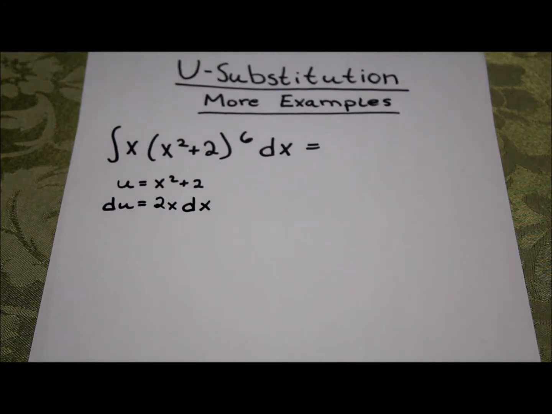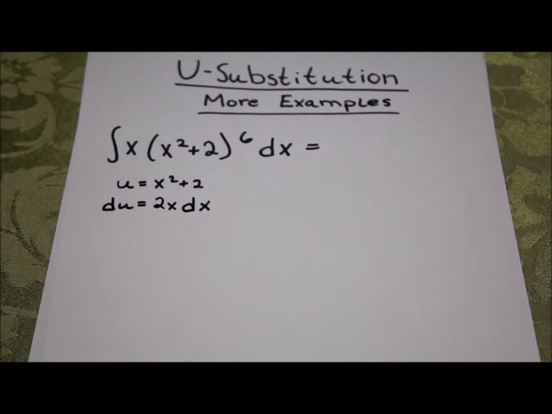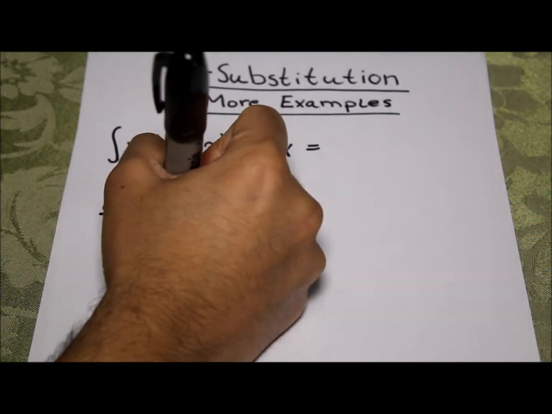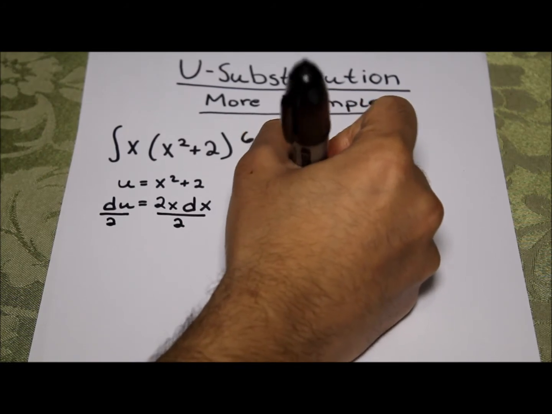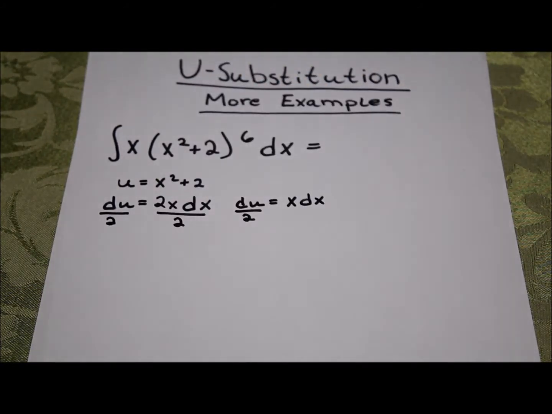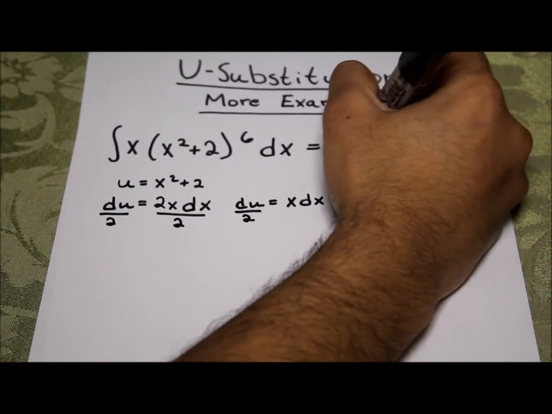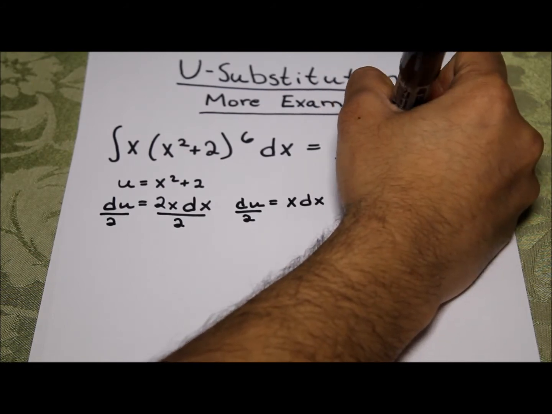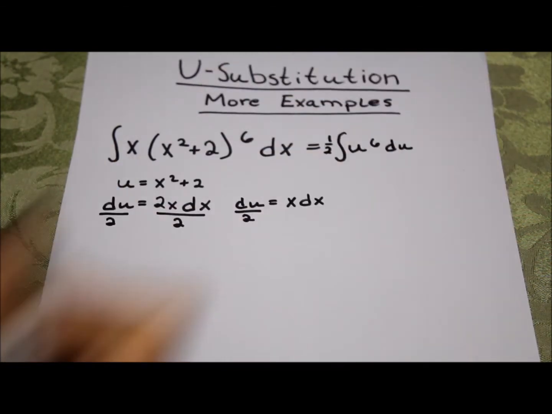But now we have one problem. We have x dx over here, not 2x dx. So to make it equal to that, what we have to do is divide both sides by 2. And then we have du divided by 2 equals x dx. Now we can just rewrite the problem as integral of u to the 6th du. And we can just bring the half on the outside since it is just a constant.